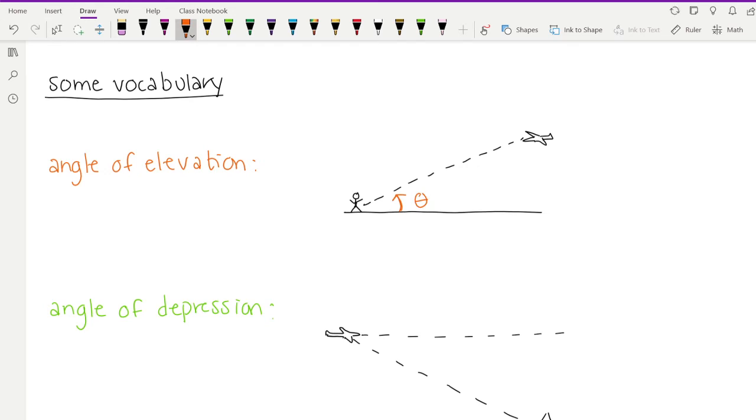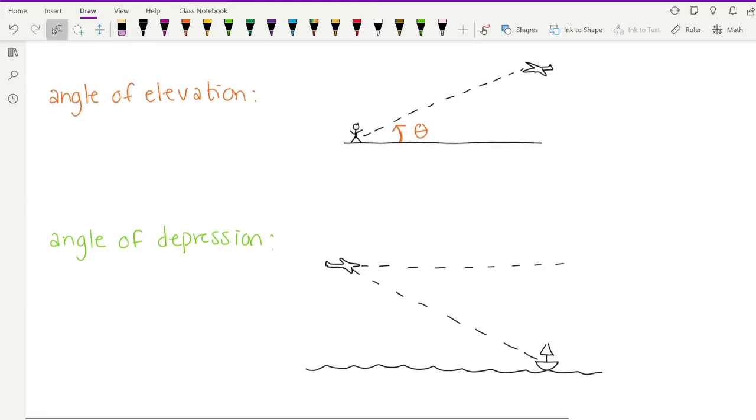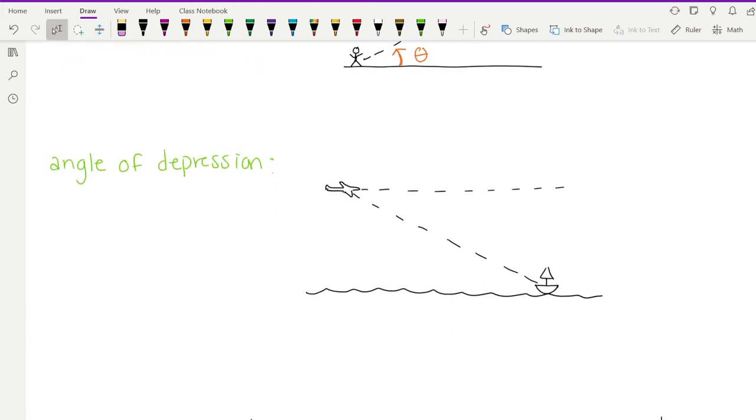So imagine, where are your eyes looking as they're looking up at the plane? How angled do you have to look up to look at that plane? And then similarly, an angle of depression is used when one object is above another one and it's looking down on it. So for example, let's say that we have a plane that is flying above the ocean and someone is looking down from the plane to a boat. If you take the angle that is compared to horizontal, so compared to if you were to go straight across, how far do you have to go to get to looking at that boat, that would be the angle of depression.